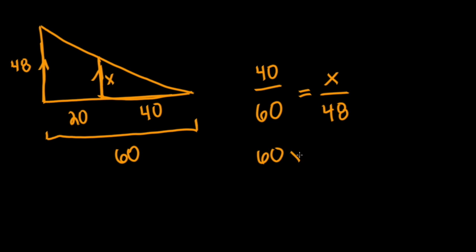So 60x is going to equal 1,920. We're just going to do some division. 1,920 divided by 60 equals 32. So we know that the height of the tree is 32 feet. All right, just for bonus, we're going to do one more shadow problem.